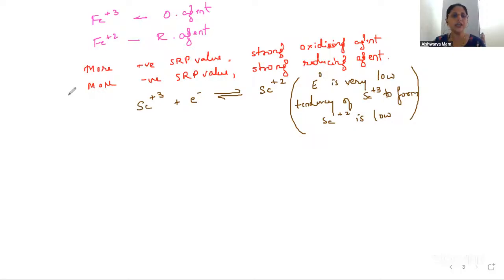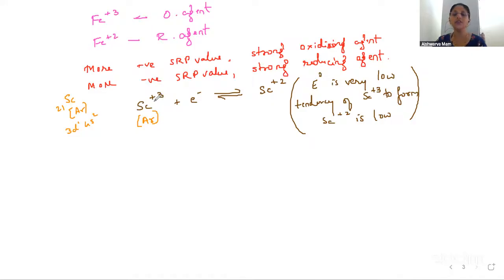See, scandium atomic number 21, the configuration is argon 3d1 4s2. Scandium plus 3, its configuration, 3 electrons are lost. It will have a configuration of Ar. And you know that argon, a noble gas, has a stable configuration. So since it has a very stable configuration, the loss or gain of an electron to such a metal ion is not possible.